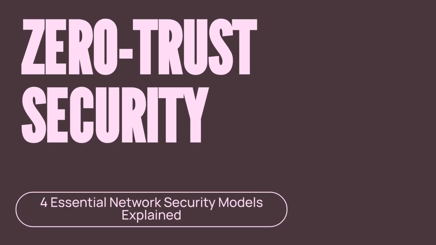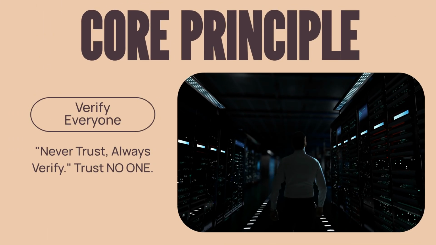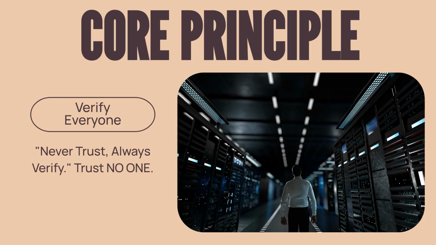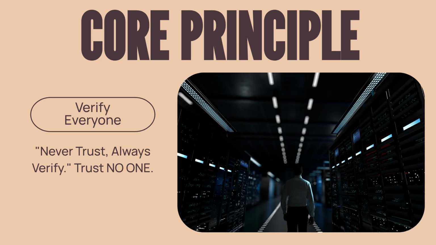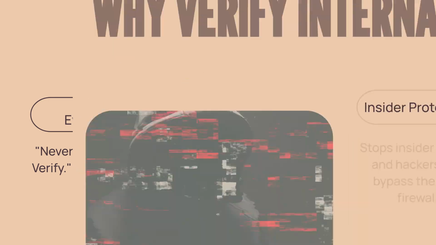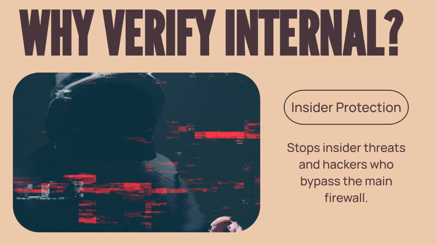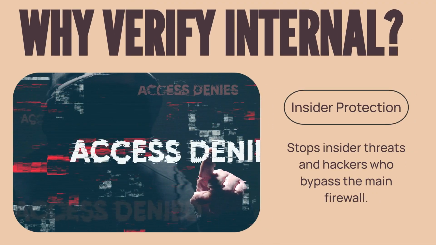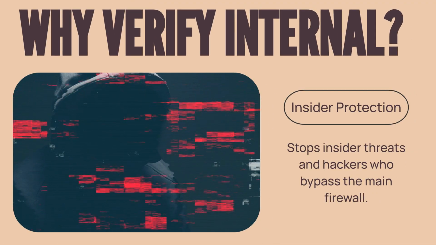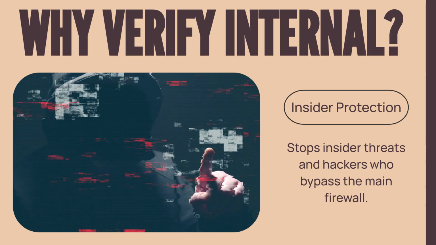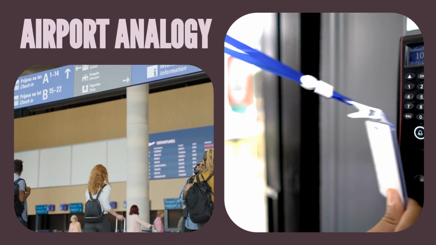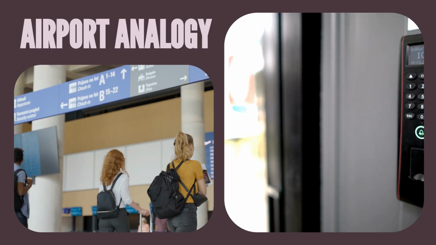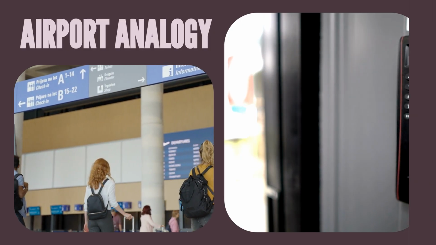Moving on to a modern standard, let's explore the Zero Trust Security Model. The core principle is simple: never trust, always verify. This means you should trust absolutely no one, regardless of where they are logging in from. This model is crucial because it stops insider threats. Even if a hacker bypasses the perimeter firewall, Zero Trust stops them at every internal door. Think of it like an airport. Just because you entered the terminal doesn't mean you can walk onto the plane. You are verified at every single step.